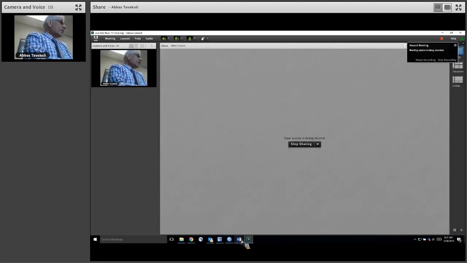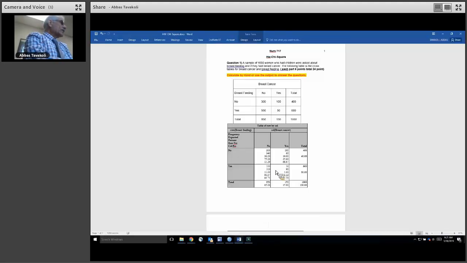Let me go over the homework related to chi-square test. Here, again, you can calculate the test by hand or using the output to answer the question. I provide you the output so you can answer the question or calculate by hand. And there is an example in a handout. You can use those examples to calculate by hand.